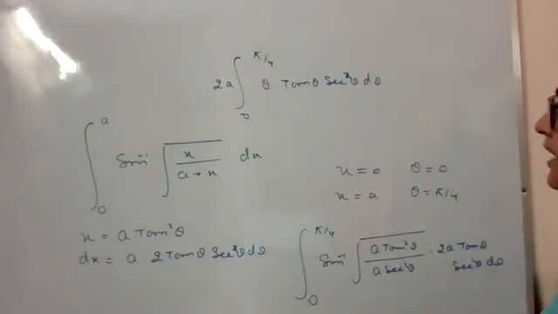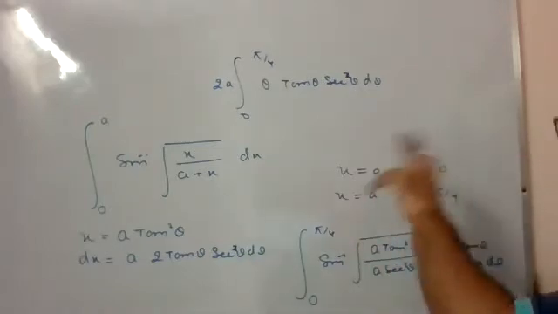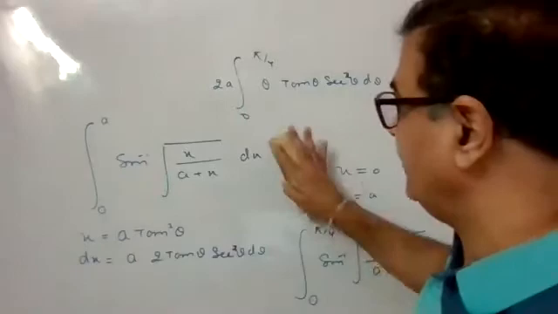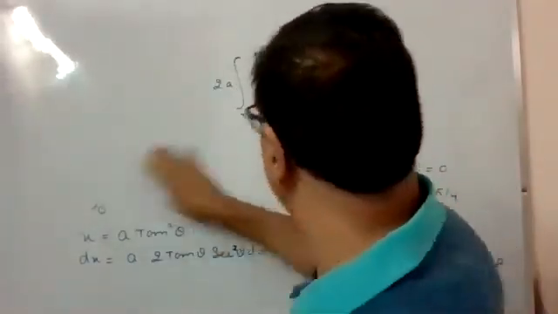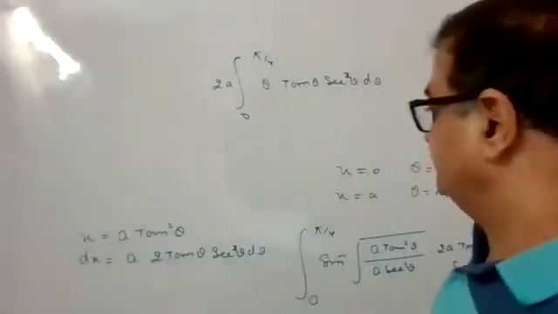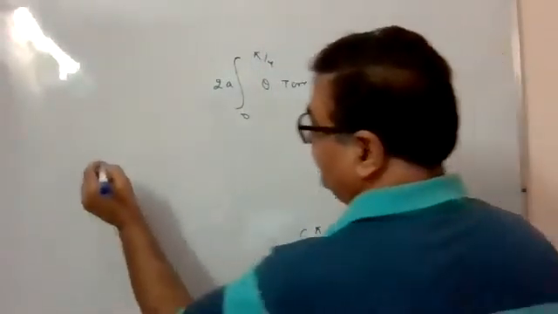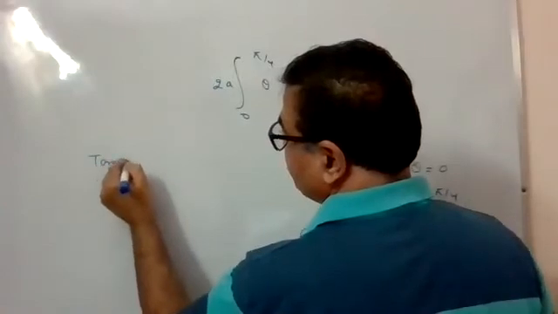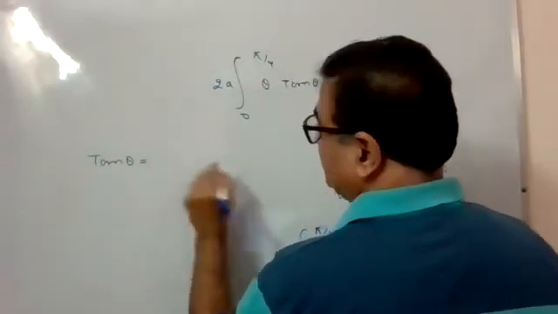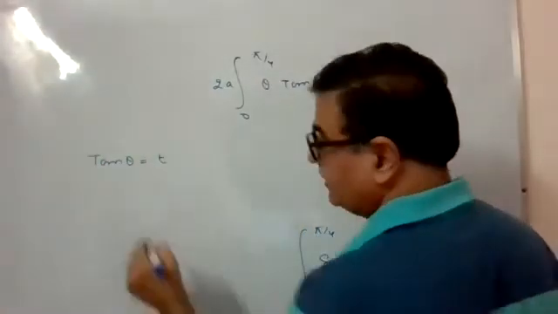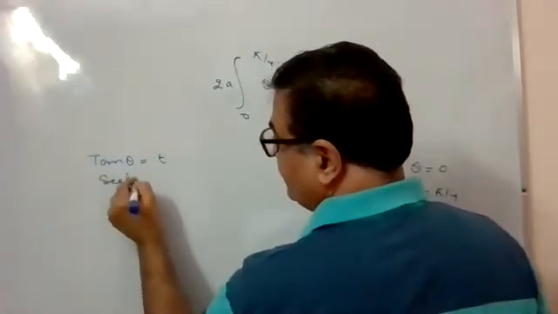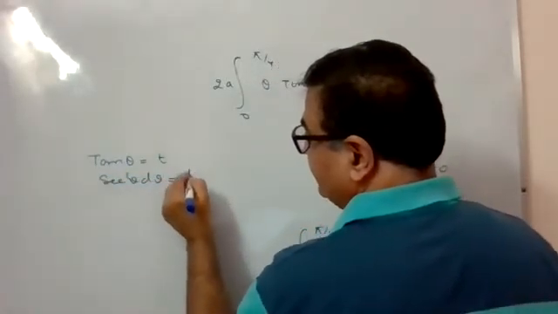Then one more thing we'll do. Let us take tan theta as t, or u, whichever you want. We have already used x and theta, so now we'll take another assumption. Let tan theta be t. Then I get sec square theta d theta is dt.